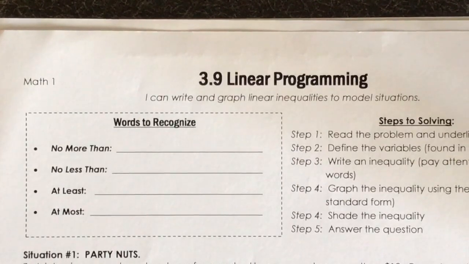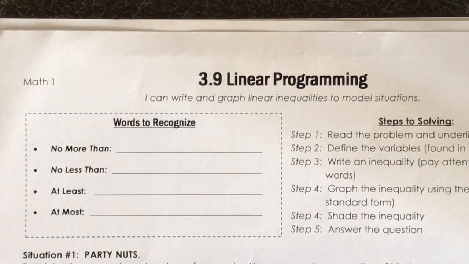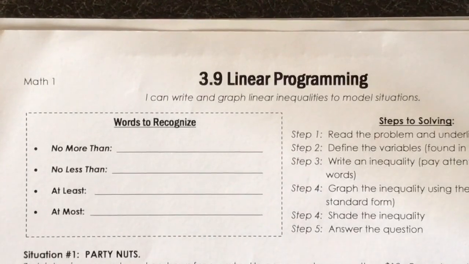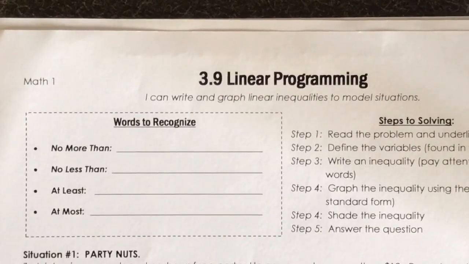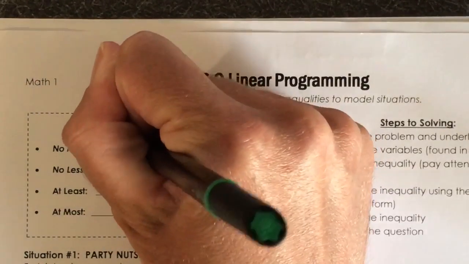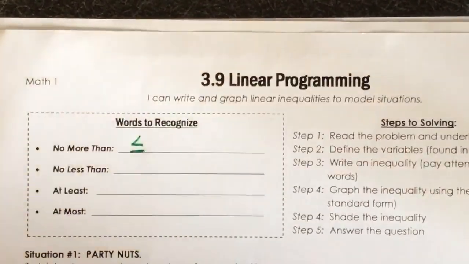So before we begin, we want to review some of the words. When I see the phrase "no more than," one way you can think of it is to put it in a sentence. So there can be no more than 50 people to attend the party. What that means is 50 or less people can attend the party. So no more than, if it's 50 or less, then you're going to use a less than or equal to sign.